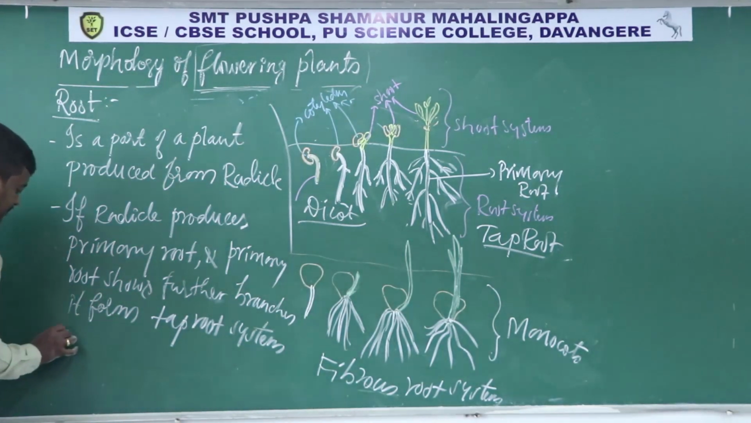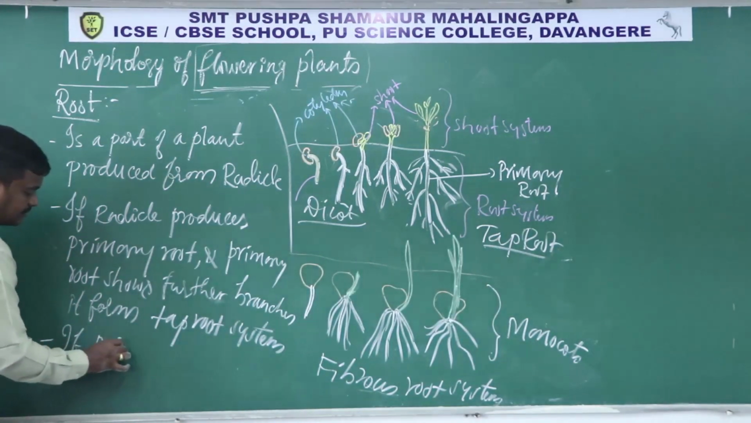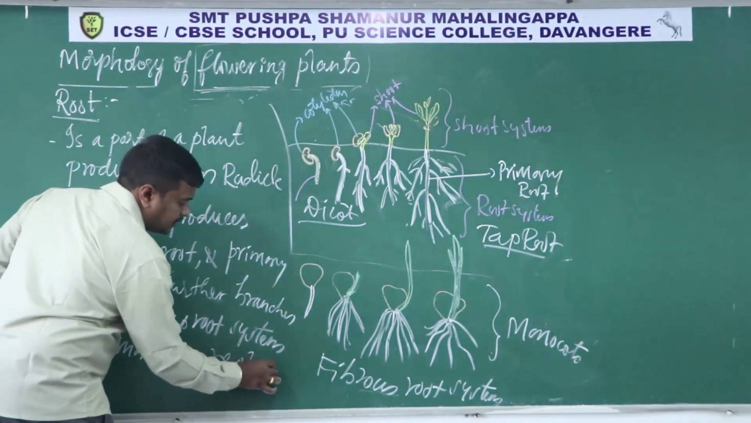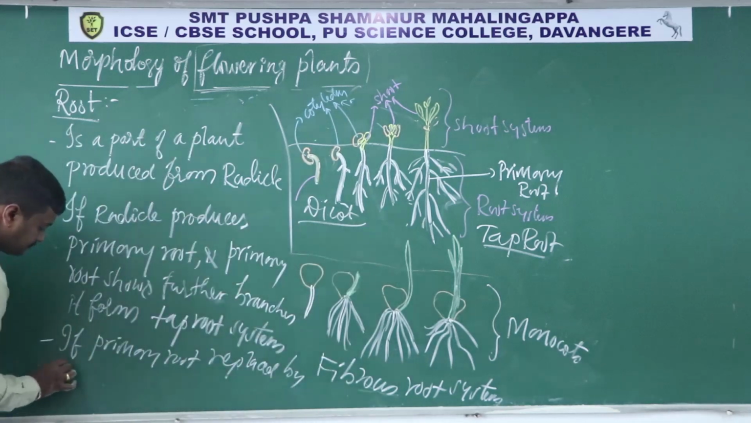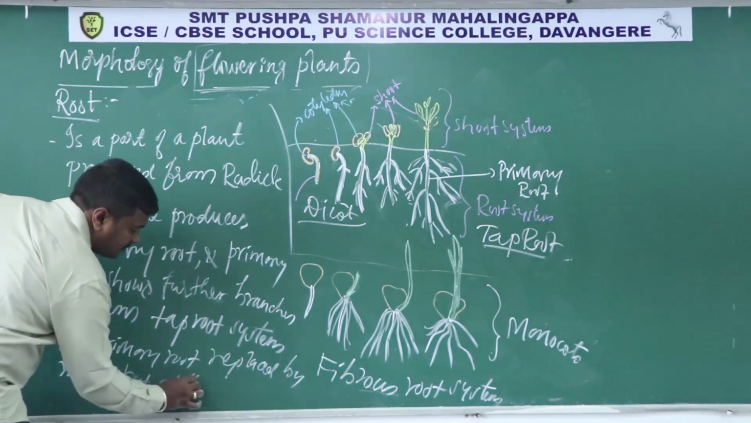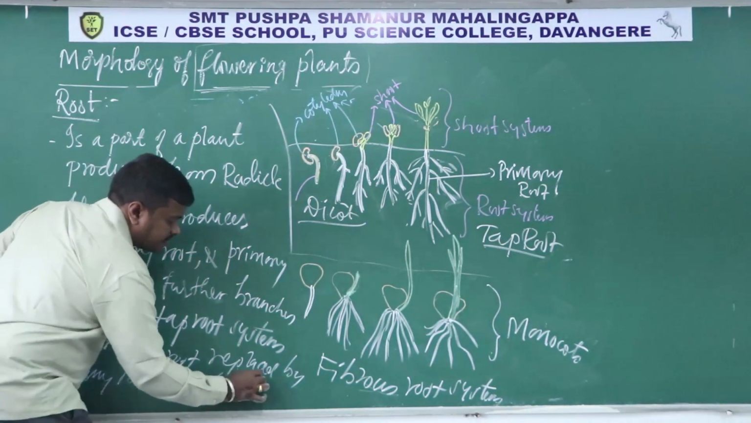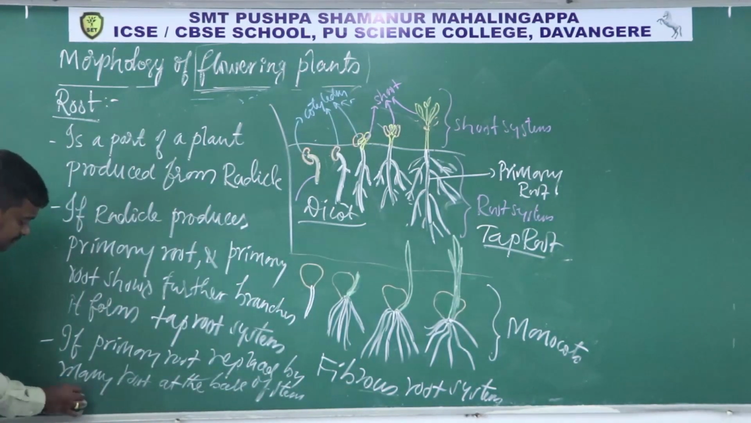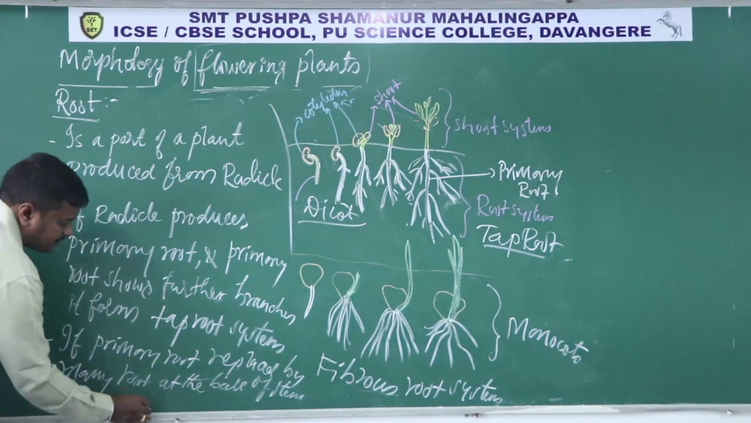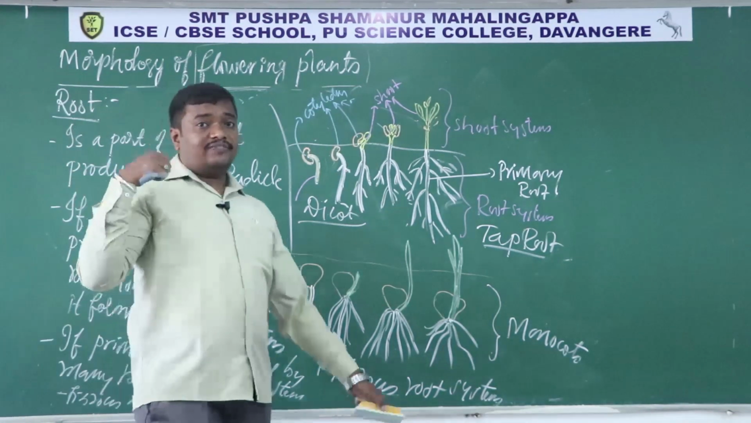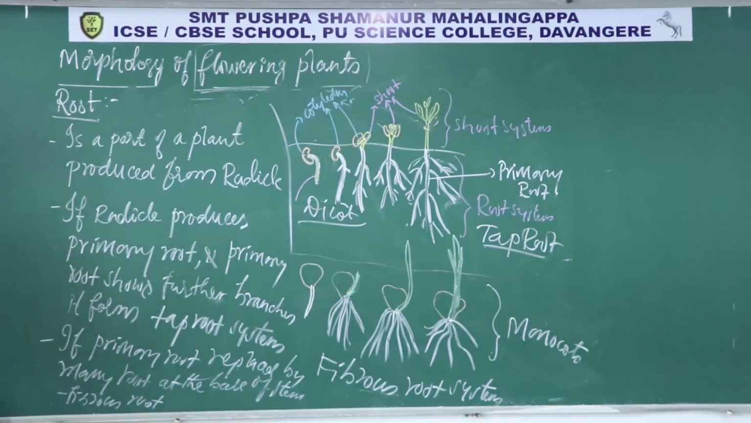Okay, and if the primary root is replaced by many roots at the base of the stem, base of stem ನಲ್ಲಿ replace ಮಾಡಿದ್ರೆ it becomes a fibrous root system. Okay, so the actual root system is produced from the radical. The radical is the initial part, or it is a precursor for the production of this root system.